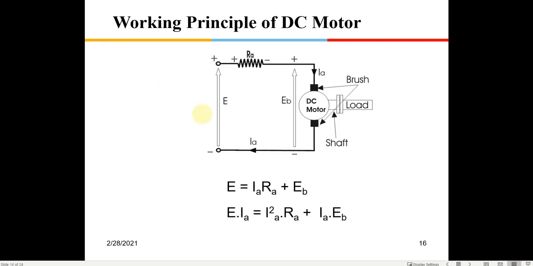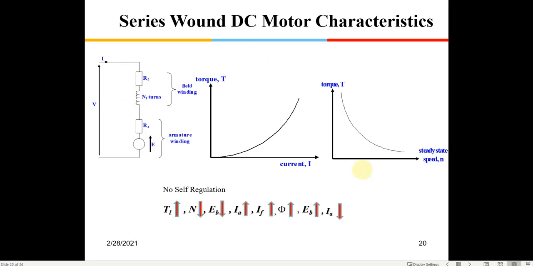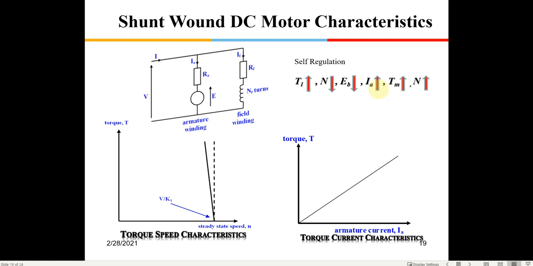Let me go one back here. If this decreases, and V is constant, then IA has to increase. Now IA increases, and if IA increases, the torque increases. If the torque increases, the RPM will be maintained.